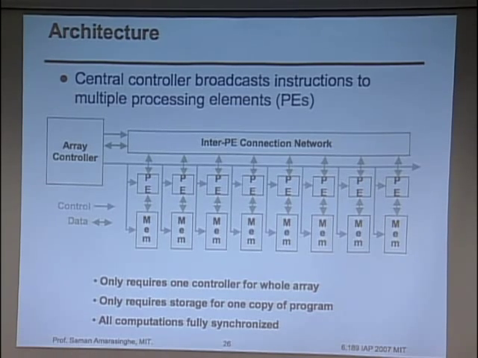And each cycle, it's very synchronous. So each cycle, everybody does the same thing, goes to the next thing, does the same thing.